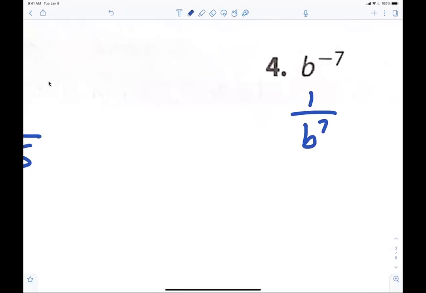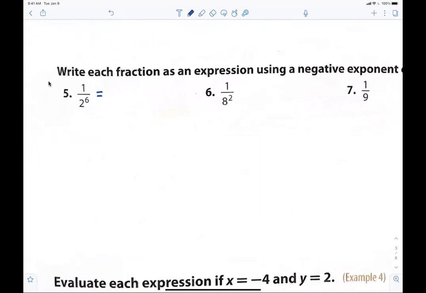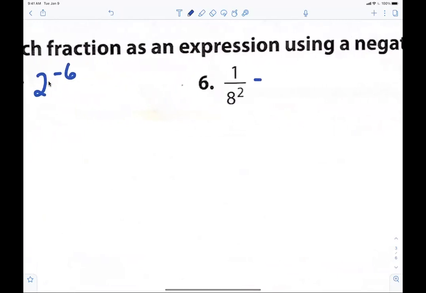Okay, Sophia, you get the hard one. So 1/2 to the 6th. Yes, 2 to the -6. Everybody okay with that? Okay, Lila. 8 to the -2. Yep, 8 to the -2. I told you guys, pretty easy. It's just a rule. That's it. Just a rule.